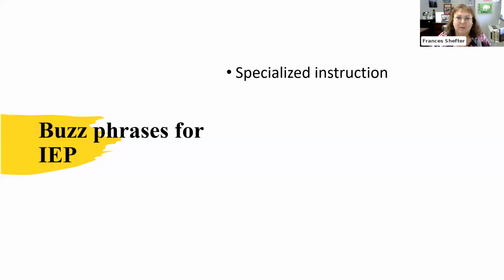I had an IEP meeting one time where there was no question the child had a disability, but there was a question of whether an IEP was needed or not. This was a middle school child. And the central office person said, well, what goals? And I said, oh, okay, these are the goals that the child needs. And that's when the central office person said, oh, okay, I could see that.